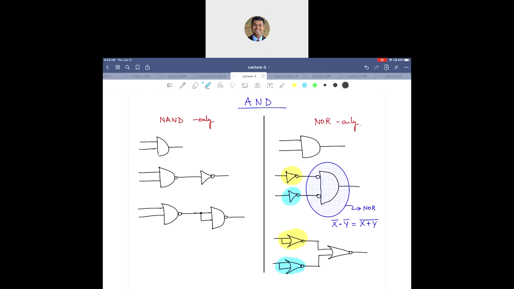What is crucial over here is for you to think about whether you are going to add bubbles at the output side or at the input side. And also, while you are adding bubbles, you have to be careful that you cannot just simply add one bubble, because that will complement the function. You have to add two so that double negation cancels out. As long as you keep track of those two things, you can convert any logic function into NAND-only and NOR-only synthesis.